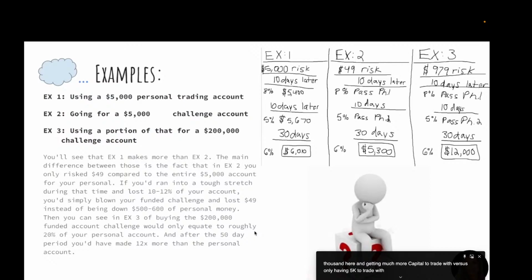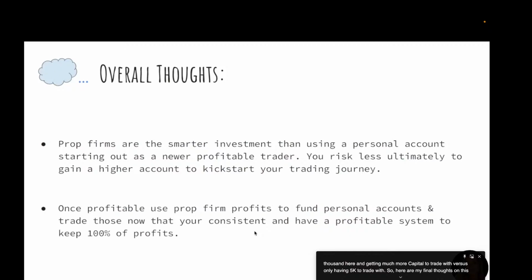So here are my final thoughts on this. Prop firms are the smarter investment. They are the lower risk, higher reward investment versus using a personal account when you are starting out as a newer trader. And if you are a newer profitable trader, meaning that you have done the work you need to do to make sure that you're profitable, you've demoed, you've live market tested with a demo account, you tried to pass these prop firm challenges and you know you've done it, you've used the free trial versions that they offer.